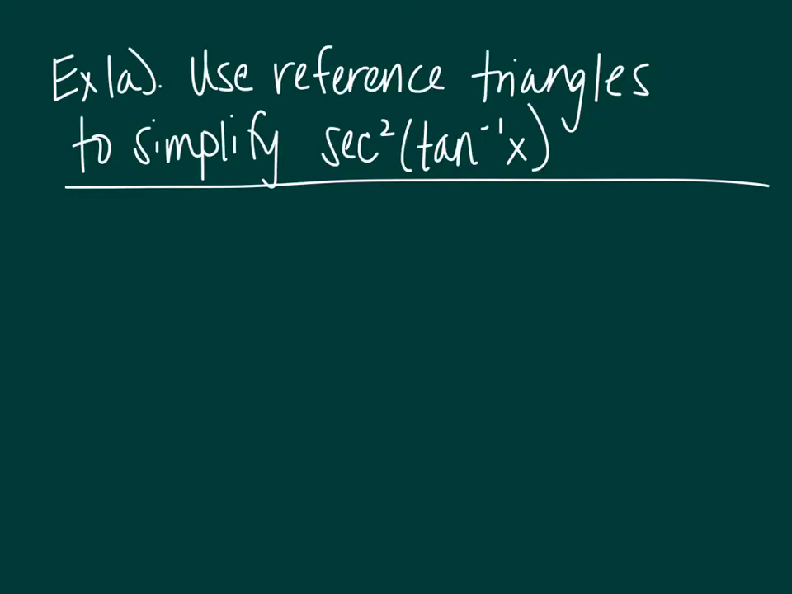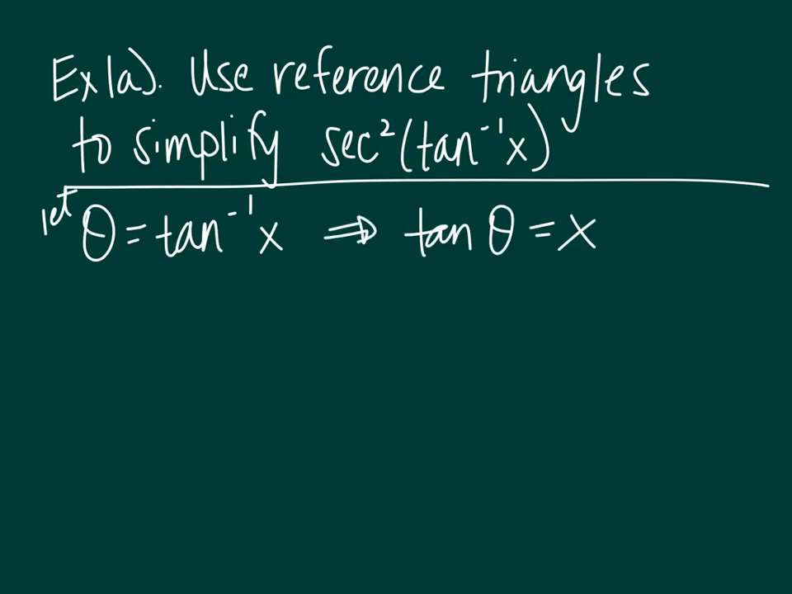Now we're going to practice using reference triangles to simplify this expression, and this is going to show up actually when we're taking derivatives, which we're going to do next, and it's also going to be showing up when we're learning a new integration technique in a couple lessons called trig substitution. So the first idea here is let's just let theta be inverse tangent of x. So that means that tangent of theta is x. And let's think carefully about what theta can be. As we recall from our graph of the inverse tangent function, theta is going to be restricted to between negative pi over 2 and pi over 2.